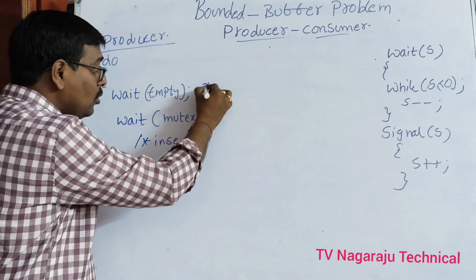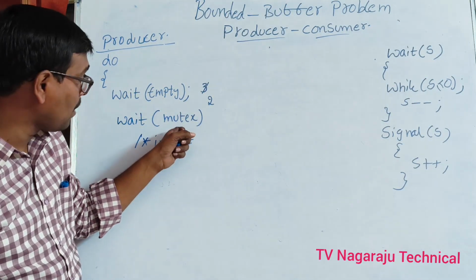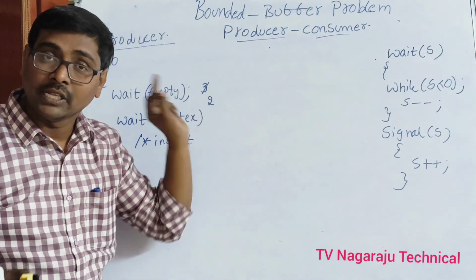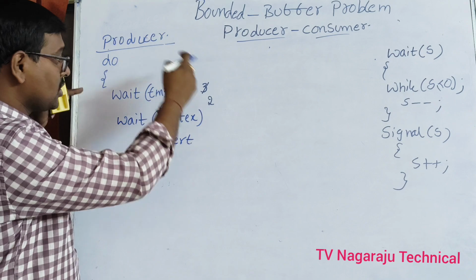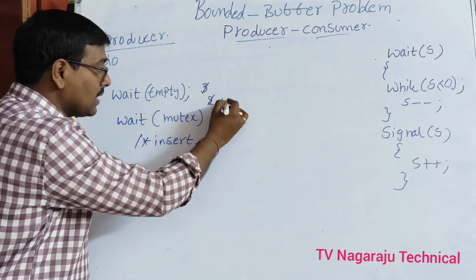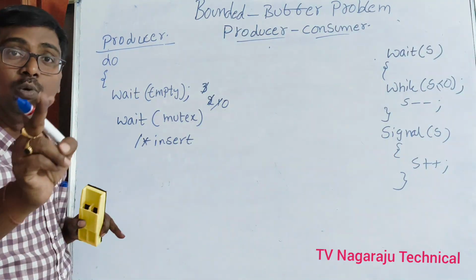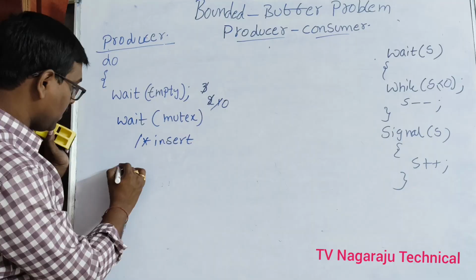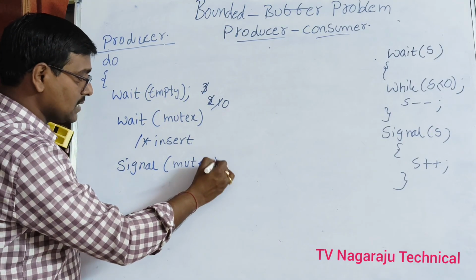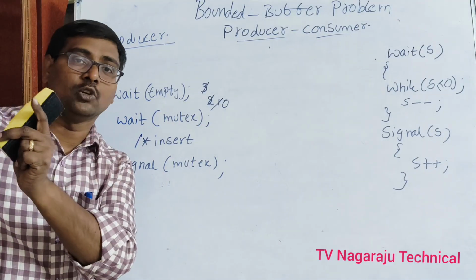After that, the value is decremented. Whenever we are allowed to insert, that is, some operation is performed, the S value is decremented. In the next iteration, again insert the second data, insert the third data, like this. Suppose after insertion, what do you need to do? Insertion is completed. Simply release the lock. Signal of mutex means I released the lock, so that it can be used by the consumer.